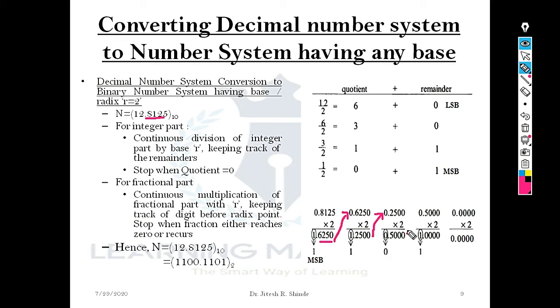Here the fractional part is not 0, so again we will perform the multiplication with the radix. 0.5 multiplied by 2, the answer we are getting is 1.000. So here we have noted down 1. Now the fractional part is 0, so here we need to stop the process.